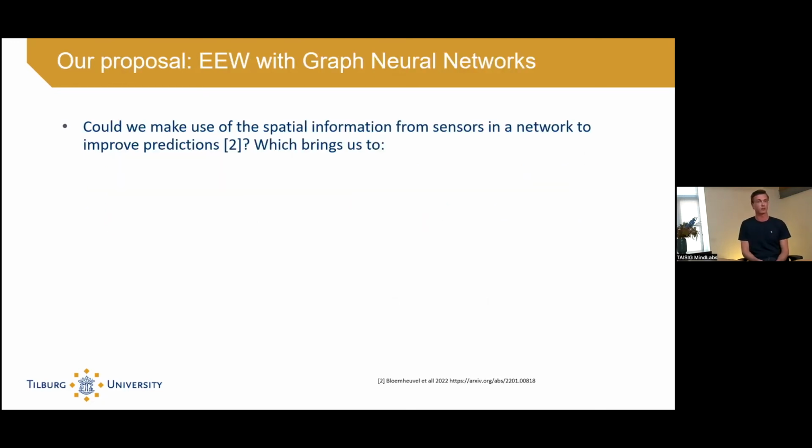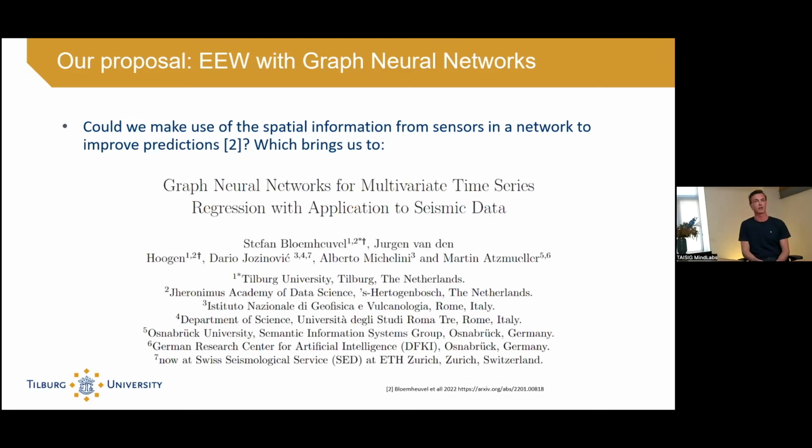So that brings us to my paper, which I recently submitted. Could we make use of the spatial information of these sensors to perform a regression analysis and improve predictions? And that is exactly what we did. So we made a new paper, Graph Neural Networks for Multivariate Time Series Regression with Application to Seismic Data. And what is really cool is that I worked together with 2 actual seismologists from Italy. So it's a really cross-domain collaboration, also international collaboration, which I always find really interesting.